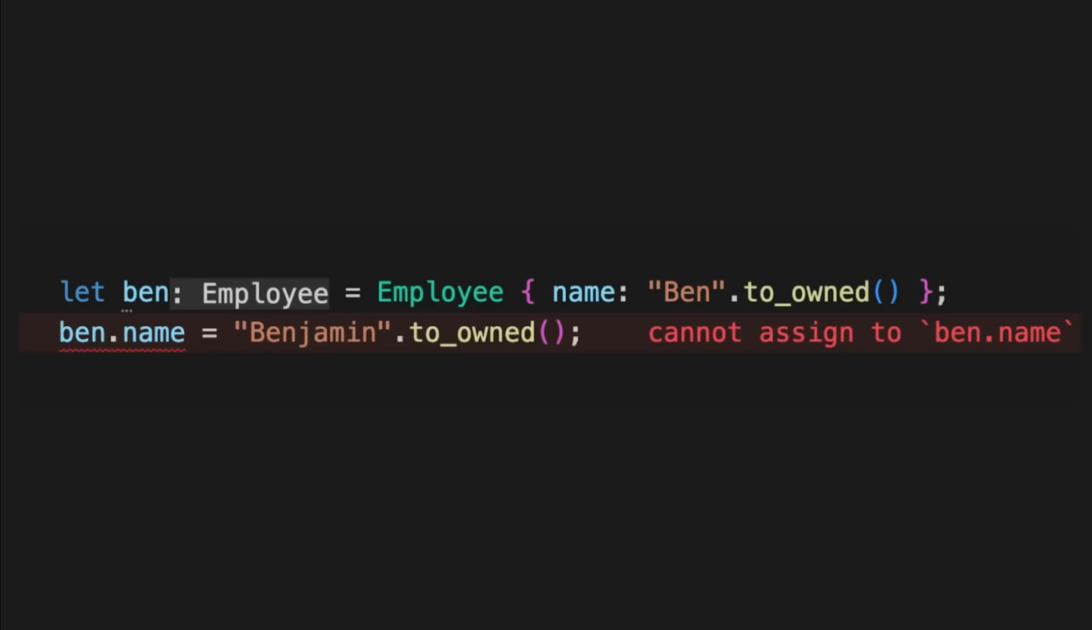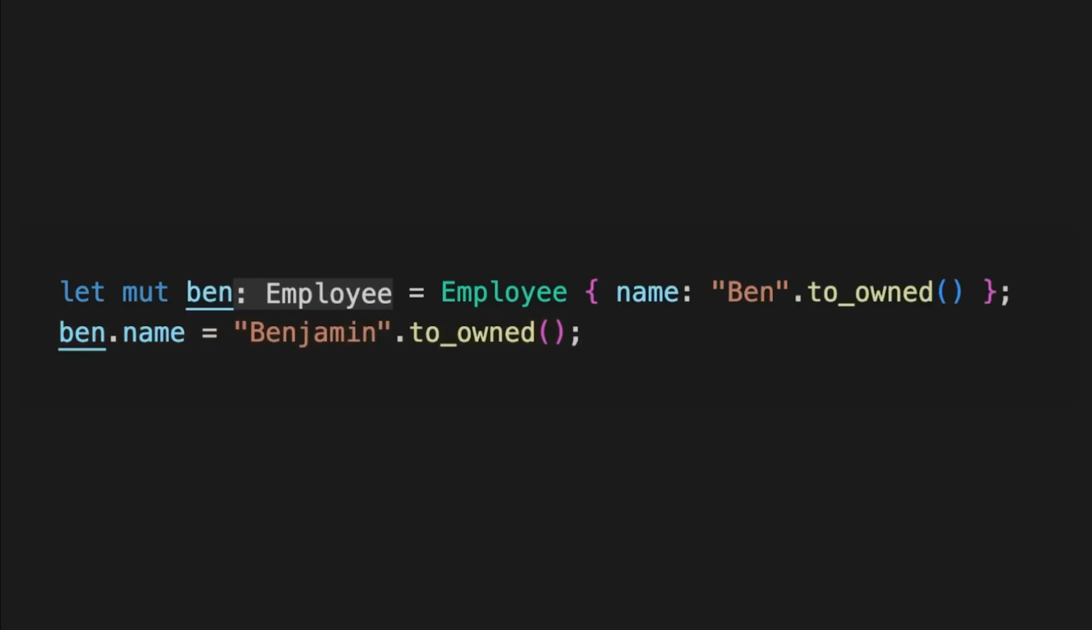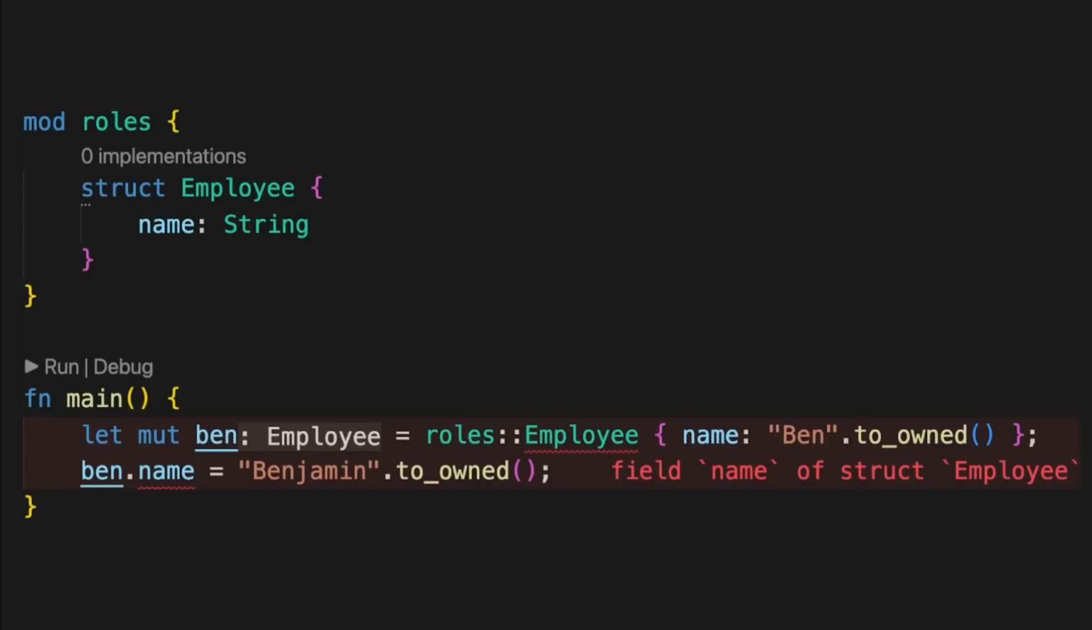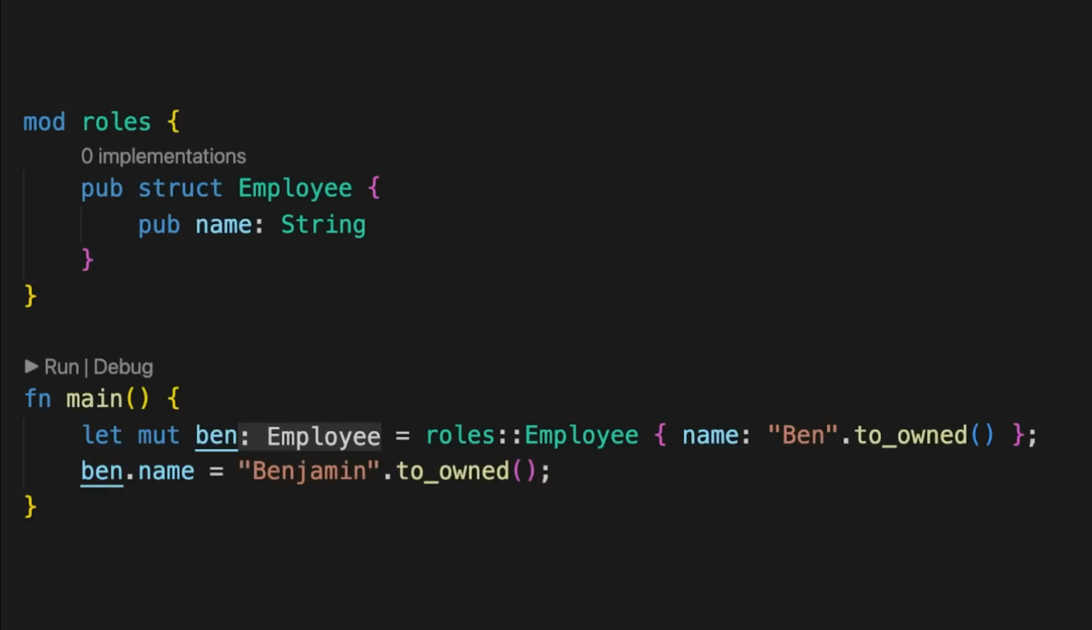Variables are immutable by default unless explicitly marked as mutable with the mut keyword. In Rust, almost everything is private by default. In this example, we get errors because employee is defined inside a module but not marked as public. To fix the errors, we have to make the employee struct public using the pub keyword. We also have to make sure each field in the employee struct is public.